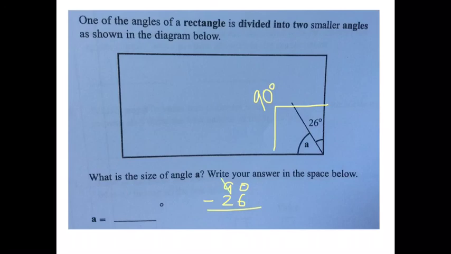0 take away 6 you cannot do. 10 take away 6 is 4. 8 take away 2 is 6. Angle A, 64 degrees.